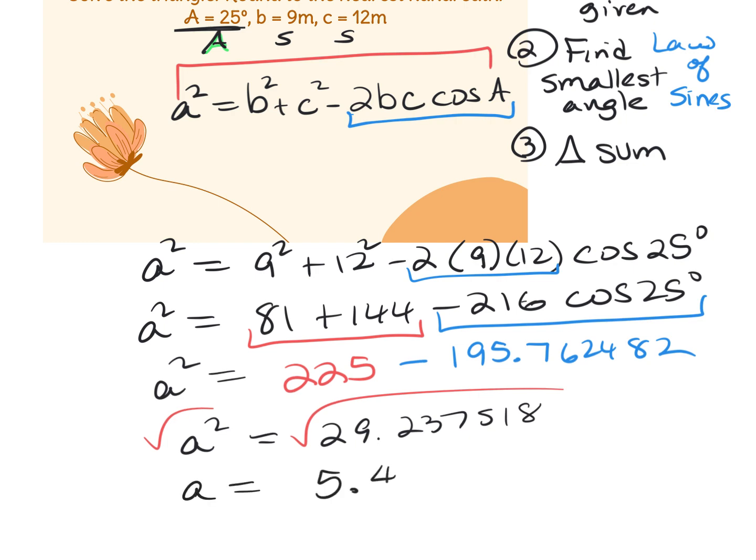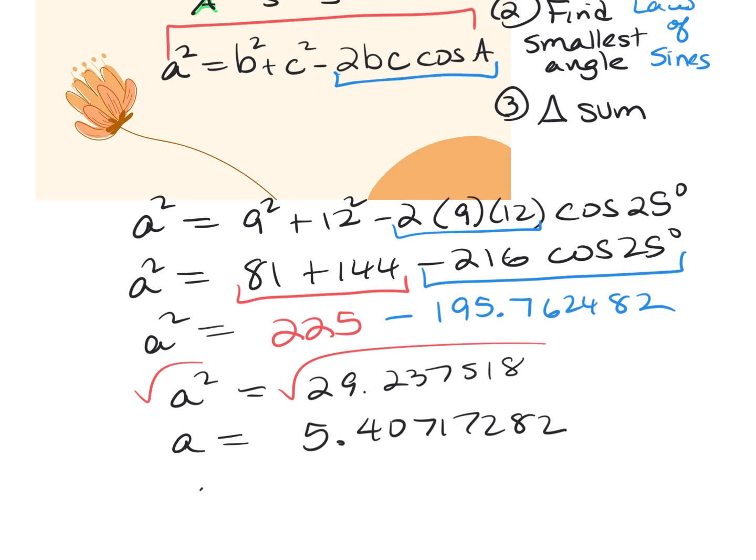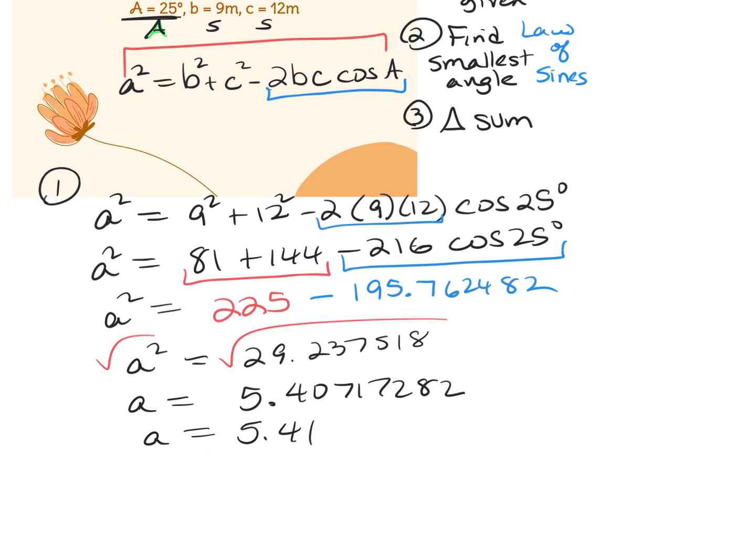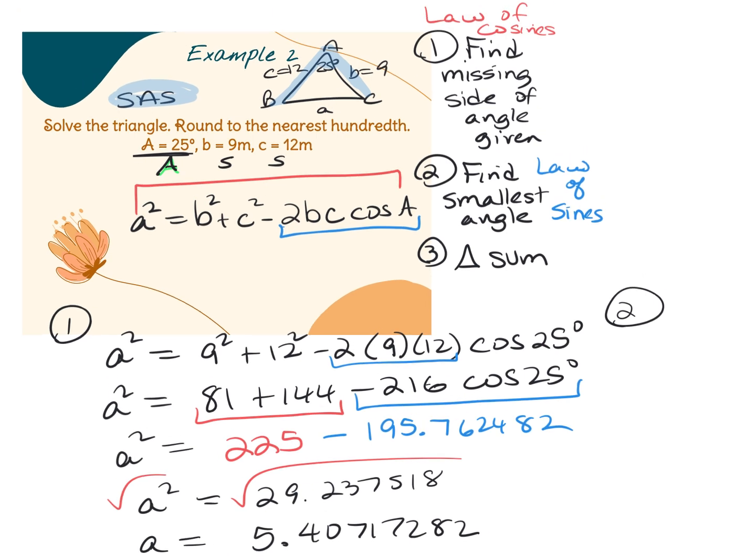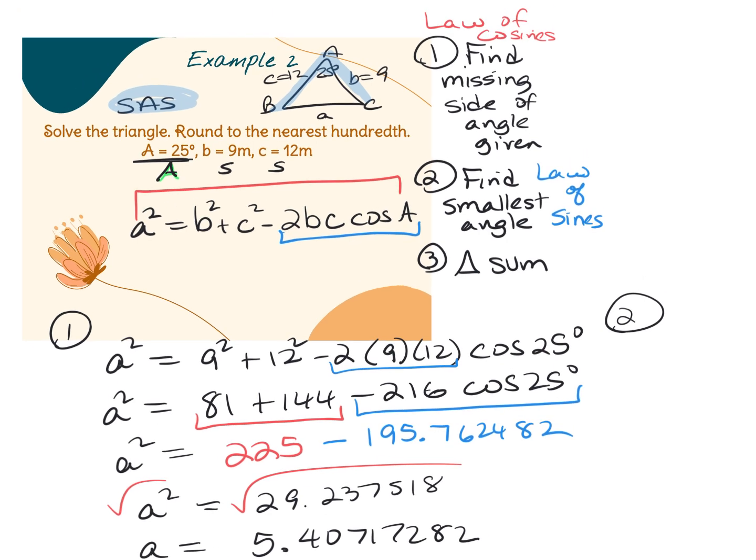It's 5.4071782, but rounded to the hundredths place, 5.41. So step 1, we had to find the side across from the angle that was given. Step 2, now we're using law of sines, and we're going to find the smaller of the two angles that remain. If I look up here at my B and C, I can see the smaller number is the 9. So I'm going to find angle B next.